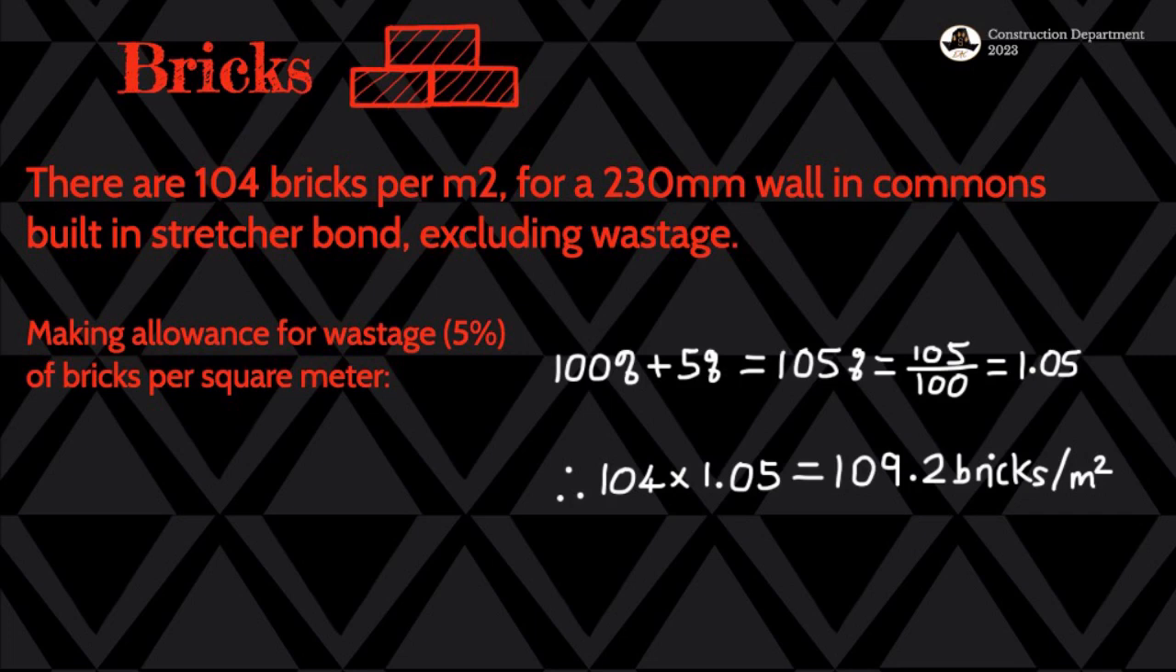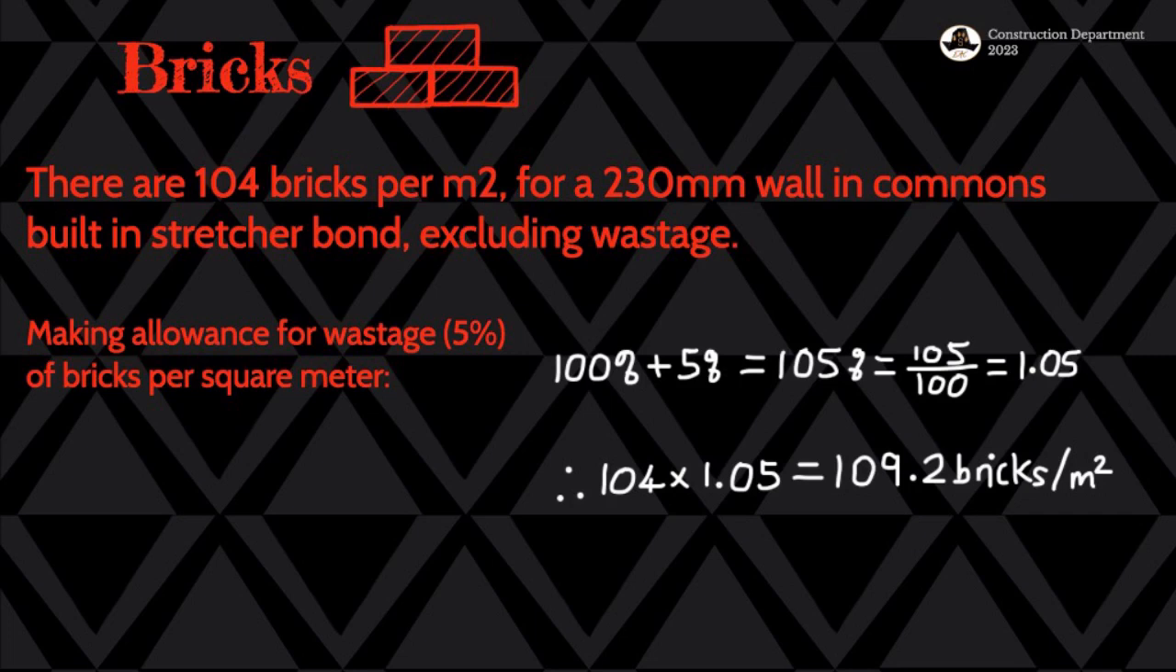So the standards that we have, we're going to be using the standard in Southern Africa, particularly in Zimbabwe. There are 104 bricks per square meter for a 230 wall in commons. In commons means common bricks, the one that you saw with the price on the quotation. Then built in a stretcher bond, like what you saw in the diagram. That was a stretcher bond that you saw, how the bricks are going to be arranged as they're being laid. And then excluding wastage, so we have to also account for wastage, which is what we're going to be doing next. It has been stated that these things are like that, but it's excluding the wastage.